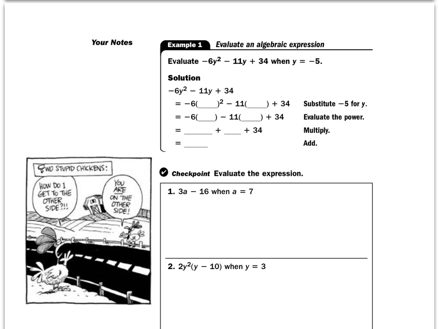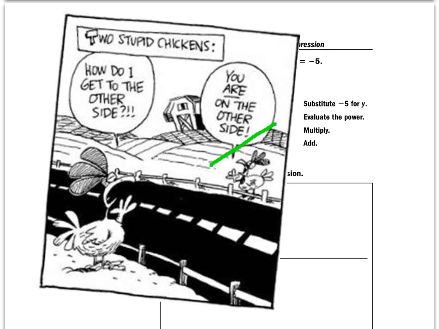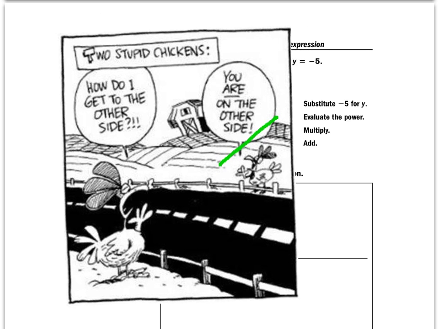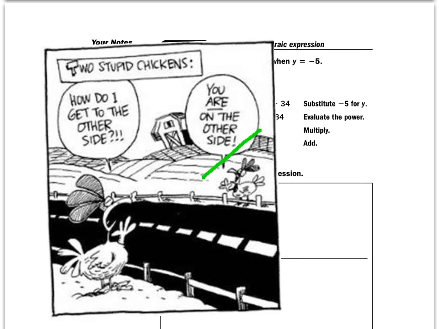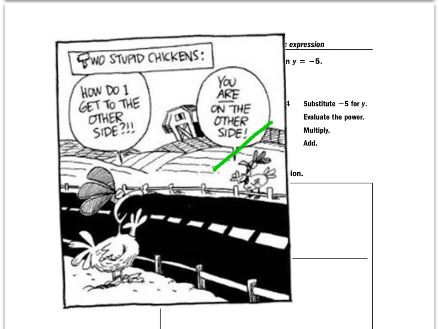Alright. I found a little better joke than my last joke here. This one here is two stupid chickens. How do I get to the other side of the road? And then the other stupid chicken over here, you are on the other side of the road, he says. So I thought that was pretty funny.